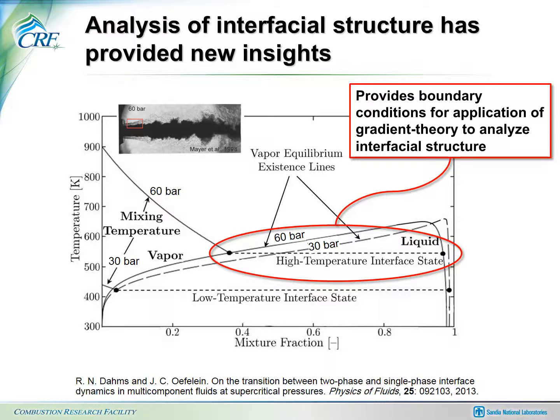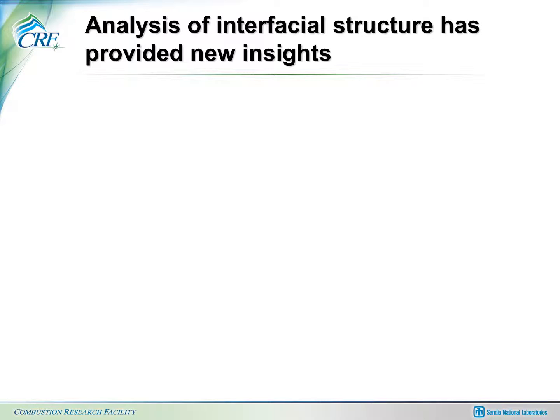The details of how we did that and why gradient theory is appropriate are provided in the paper that I cited at the bottom of this page. But for now, suffice it to say that ideally one might want to perform molecular dynamics simulations. Gradient theory is the next best thing at significantly reduced computational cost, and provides the same type of information and has been validated for use at these types of conditions.